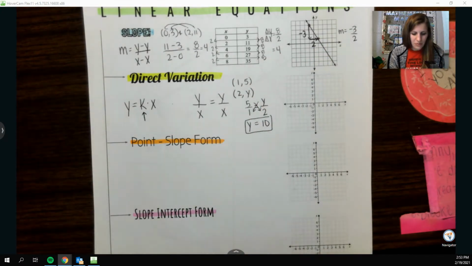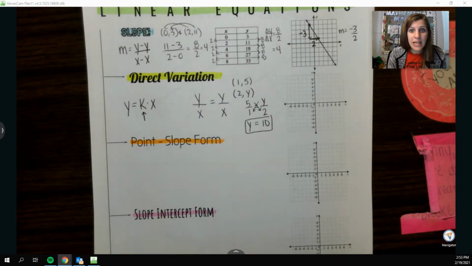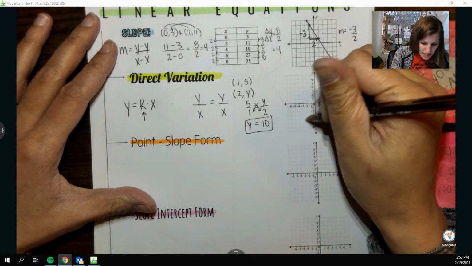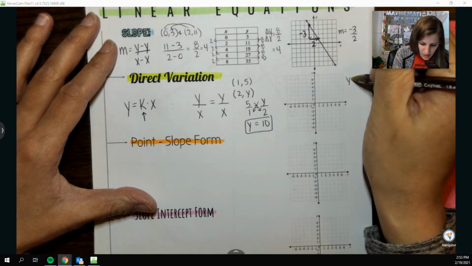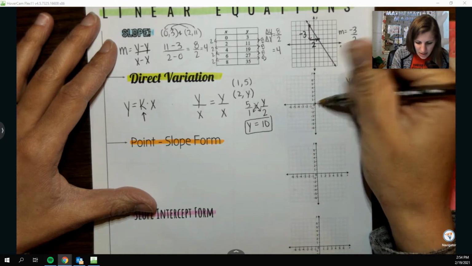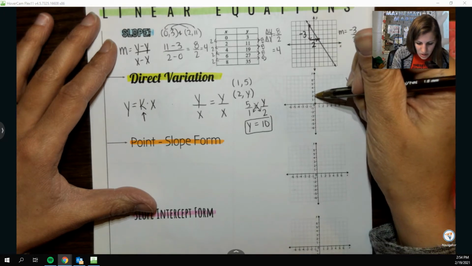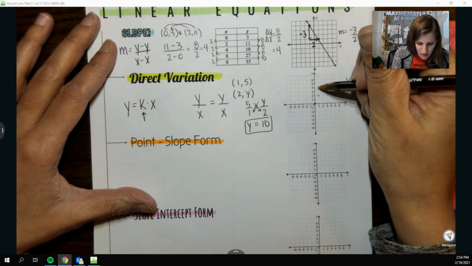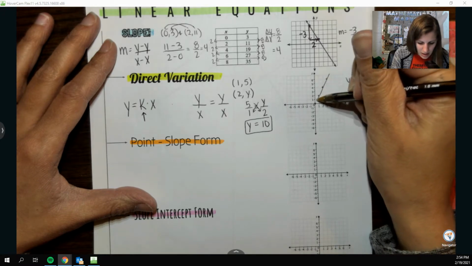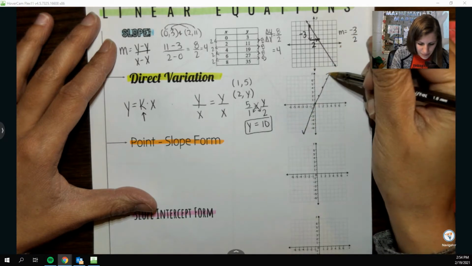Now, the other really important thing about a direct variation graph is that it always goes through 0. And so if we had the equation y equals 2x, it starts at 0 and has a slope of 2. So up 2 over 1, up 2 over 1, and you get a really cute looking line like that.